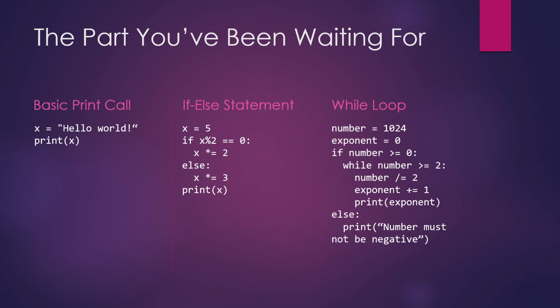And then lastly, our while loop. We say number is 1024, exponent is 0. If number is greater than or equal to 0, then we do a while loop. While number is greater than or equal to 2, we do those 3 steps we mentioned in the previous slide. Otherwise, we print our error. Number must not be negative.